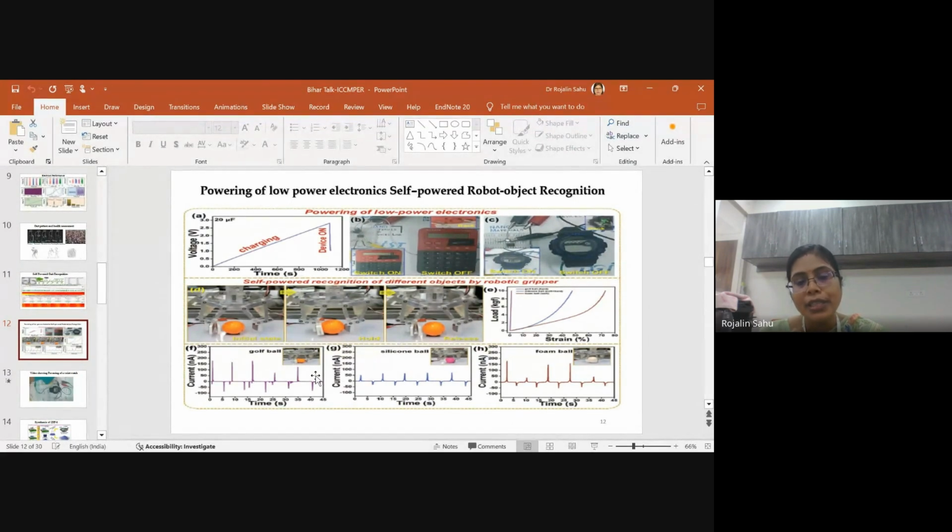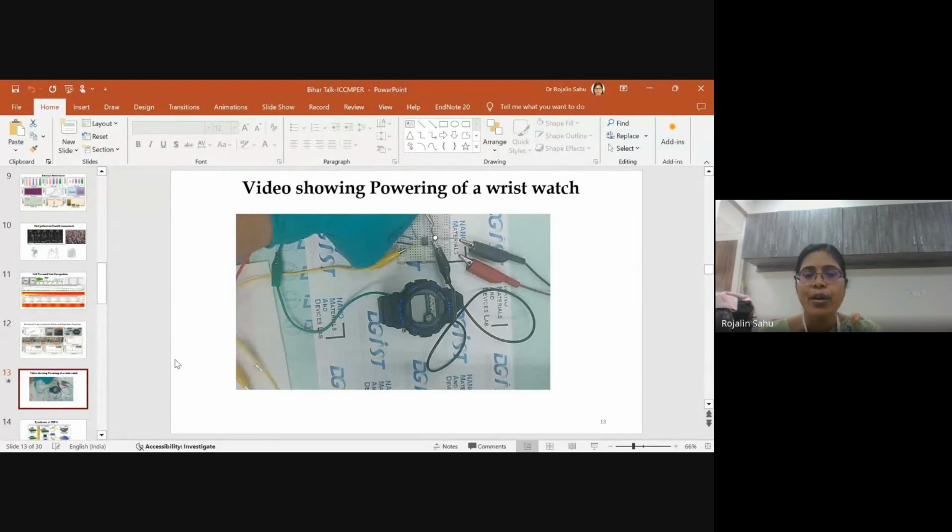That way, this can be distinguished. This is able to distinguish between the golf ball, the silicon ball, and the foam ball. So this way, the robot can be used to sort different types of materials in a shop. So this way, the use of manpower will be less.